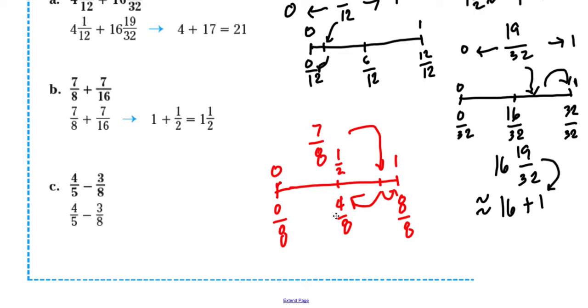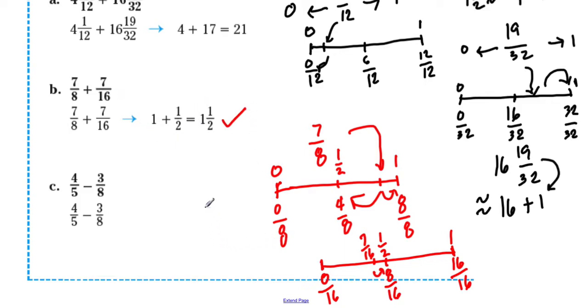And 7 over 16 rounds to 1/2. Why is that? Because if you draw the segment, this is 16 over 16, which is 1, and we put 8 over 16 as our half, 1/2, and we put 0 over 16 as our 0. 7 over 16 is right around here, which is close to 1/2, and that's why it rounds to 1/2. So 7/8 plus 7 over 16 is approximately 1 and 1/2. Let's take a look at example C.